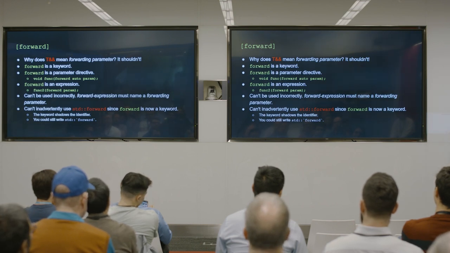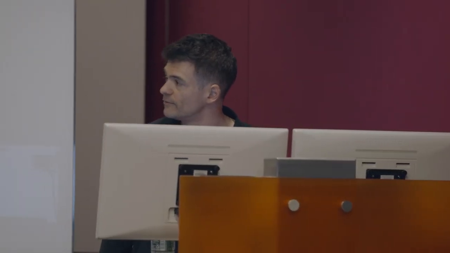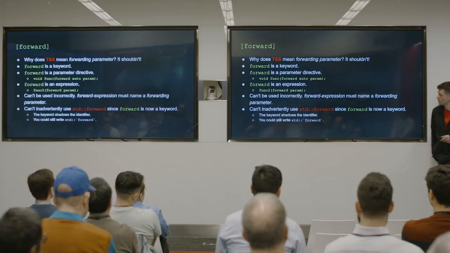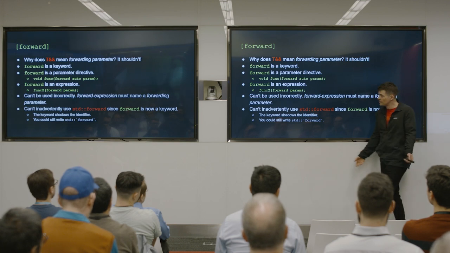Forward. Forward is really badly implemented in my opinion. So I have a forward feature where forward is a keyword. Forward is a parameter directive, so you put it on a function parameter, and forward is also an expression. So if you want to forward something, you say forward and then the name of the parameter that you're forwarding. It can't be used incorrectly.